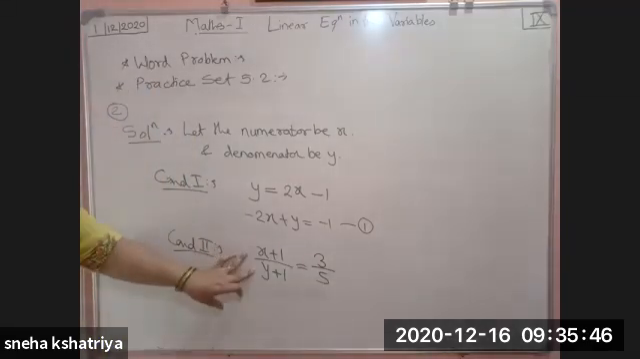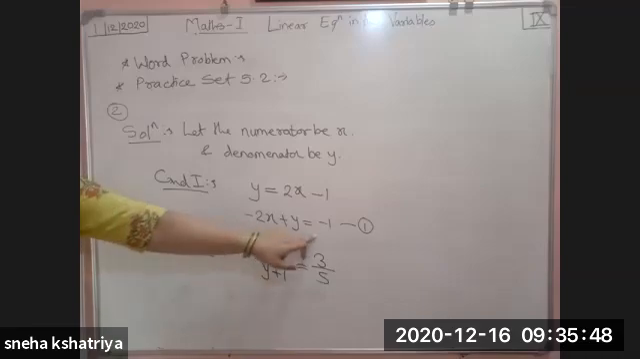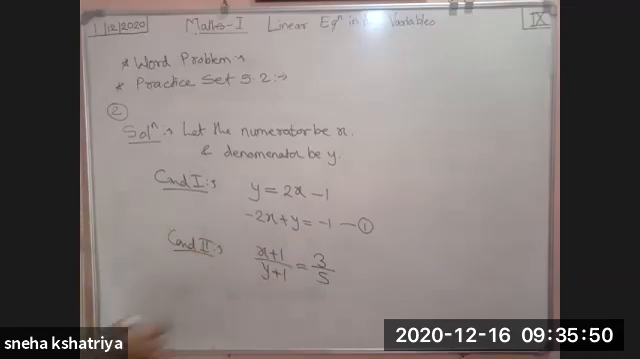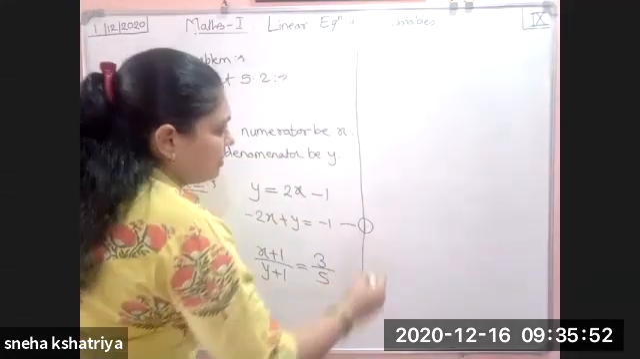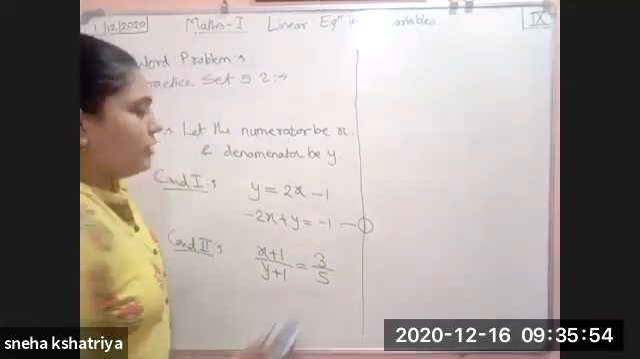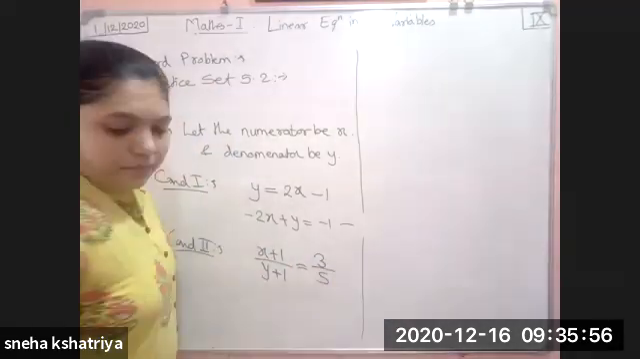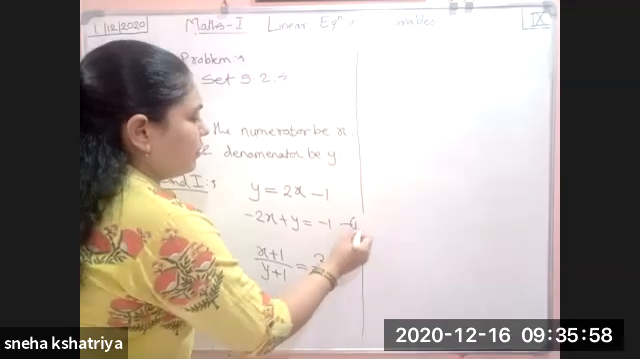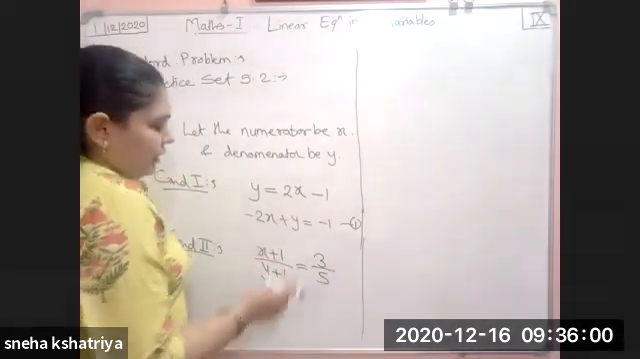Now this is not in the proper form. We need x and y and constant. So we have to solve this. ये जो दिया है हमें, ये हमें solve करना पड़ेगा. Whatever is given to us, that condition we are going to solve here. Okay. So let us see.